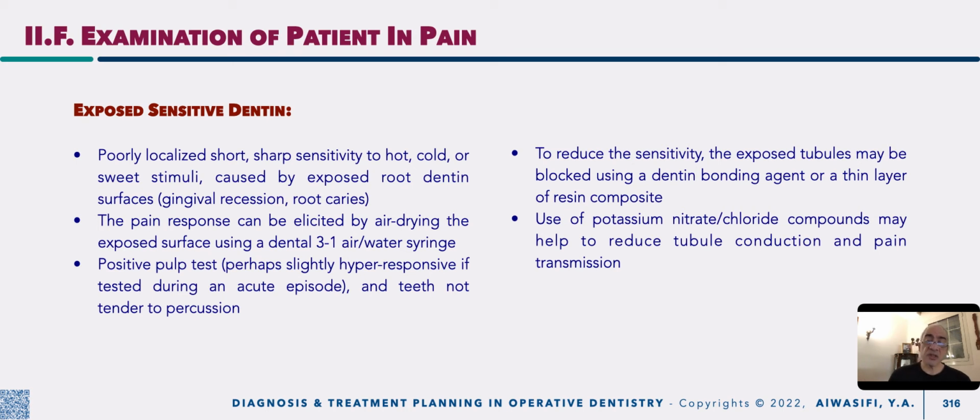To reduce the sensitivity in this case, the exposed dentinal tubules may be blocked using either a bonding agent in a thin layer, or a thin layer of resin composite such as flowable composite. In less severe cases, you could use dentinal tubule blockers like potassium nitrate or potassium chloride compounds that may be present in certain toothpastes, and apply them for a few minutes just to reduce tubule conduction and pain transmission.